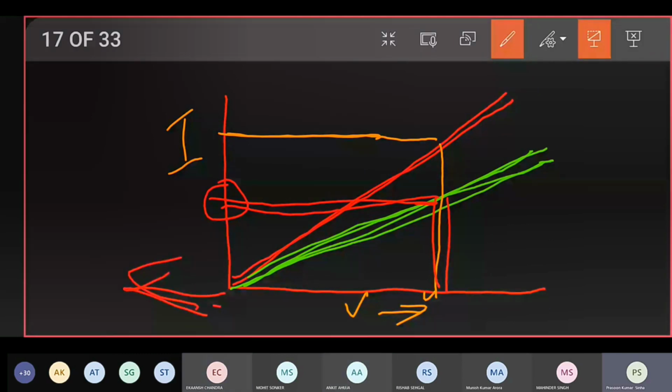The angle has changed. Yes, the length of the conductor and the strength of the magnetic field, those are the constants which will define the gradient of the graph.